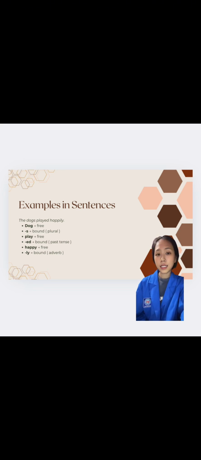For the next slide is example in sentence. Let's analyze this sentence: The dogs played happily. I will talk about this analysis. Dog is a free morpheme, and then s is bound, marking plural. Play is free. Ed is bound, showing past tense, and then happy is free. Ly is bound, turning it into an adverb. So one sentence can contain many morphemes.